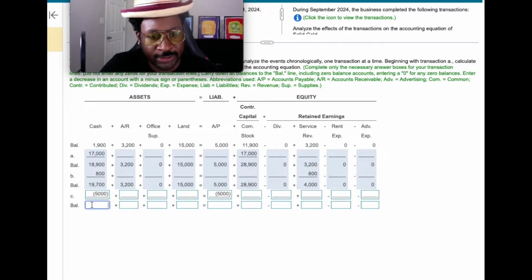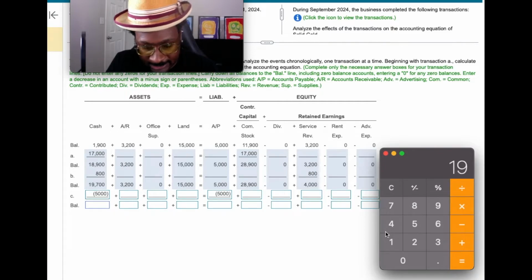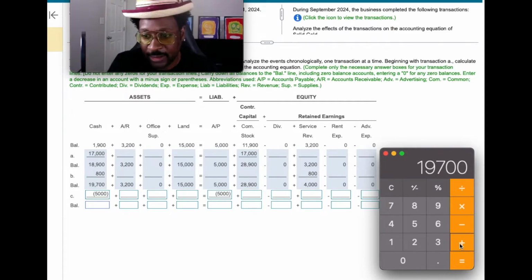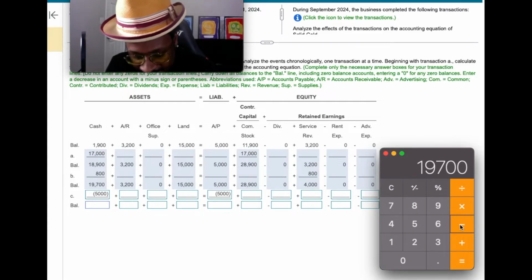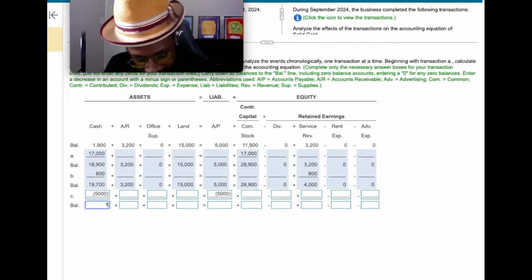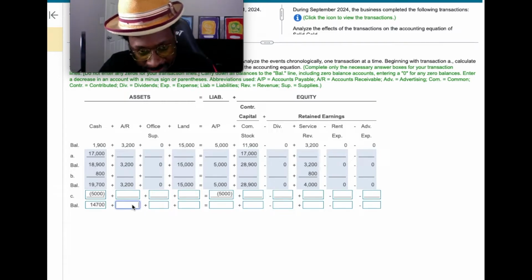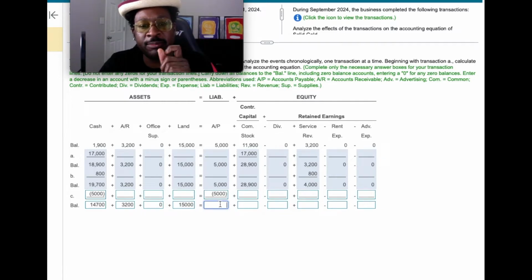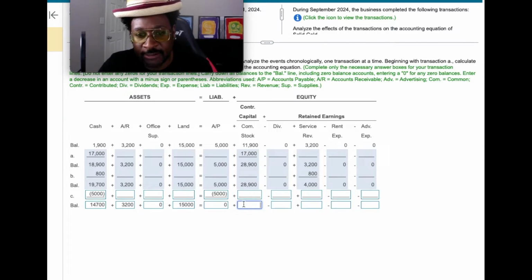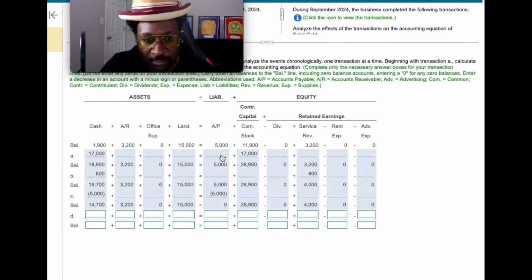So now we're moving on to calculate the new ending balances. So we're going to take the $19,700 in cash and we're going to subtract $5,000. That should give us $14,700. We're going to carry over all of the unadjusted account balances previously. Our new accounts payable balance should be zero because it was paid off. And then we're going to carry over all of our equity unadjusted account balances as well. We're going to check the answer. Bags on deck. Moving on.